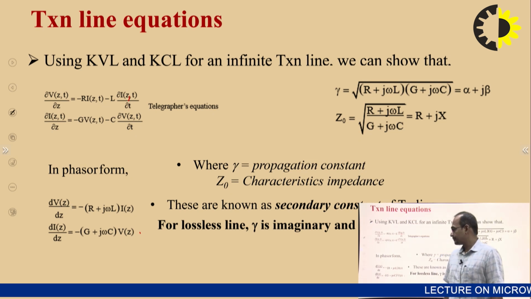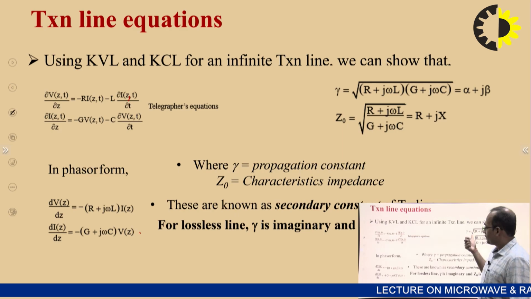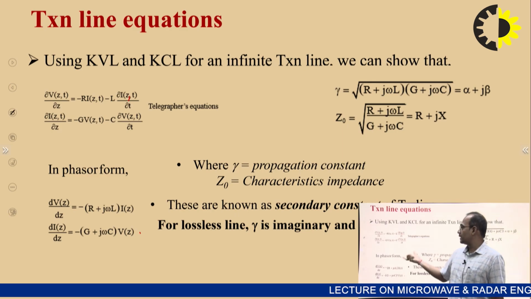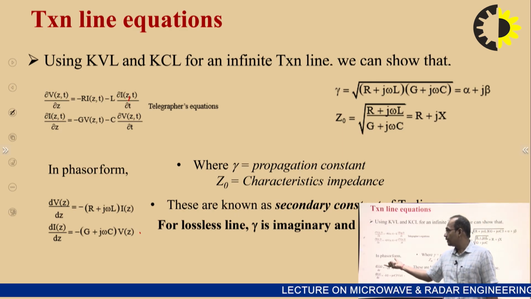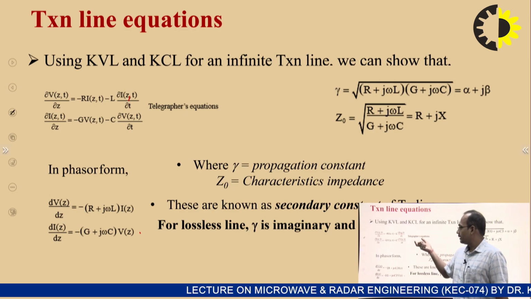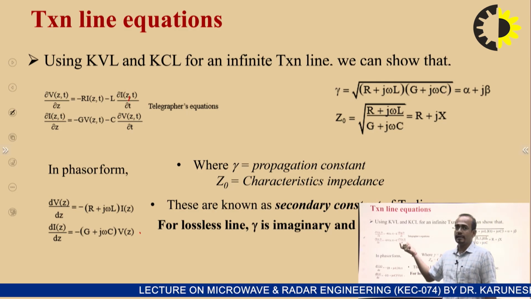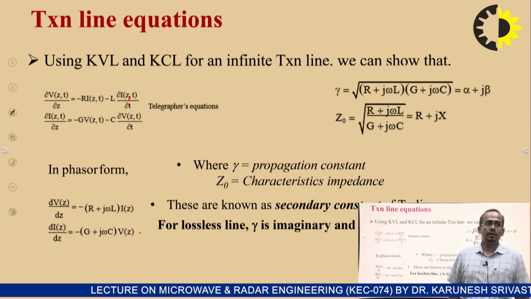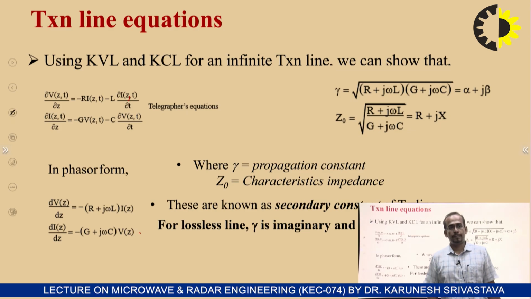So here this is the transmission line equation in phasor form, and this is the telegrapher's equation in time domain.